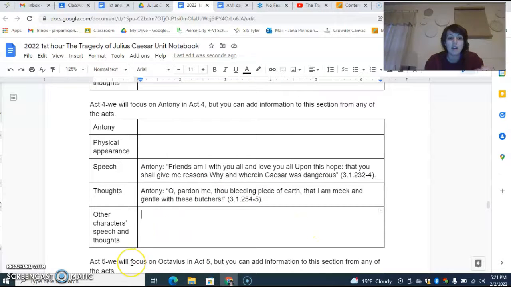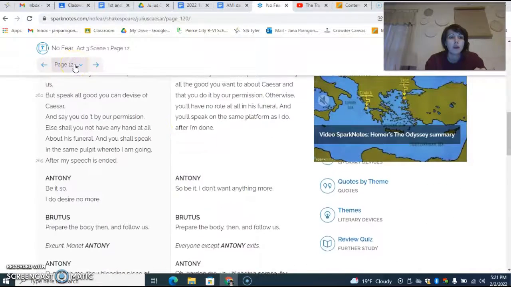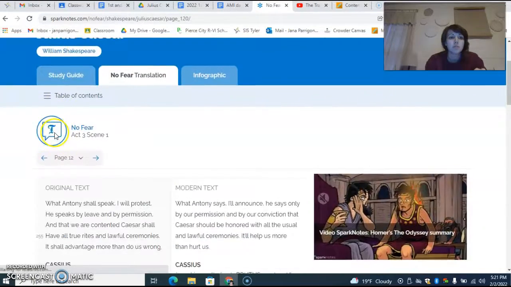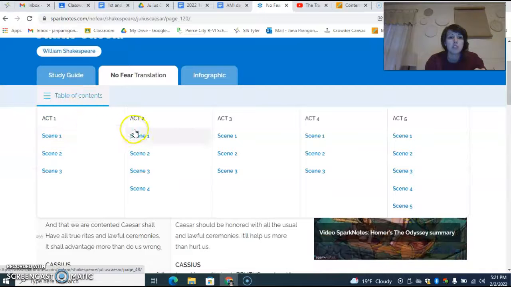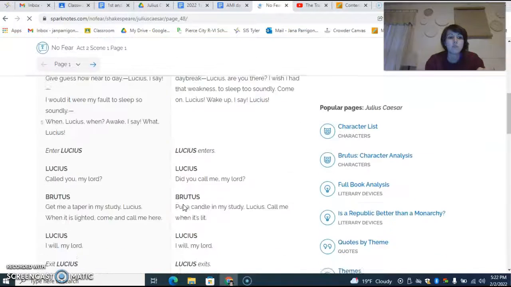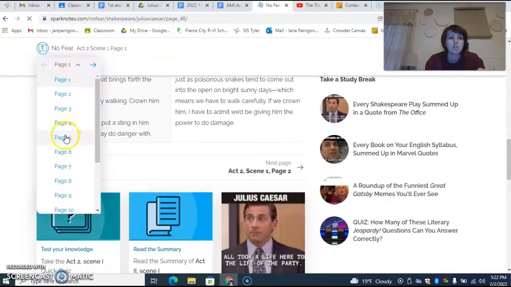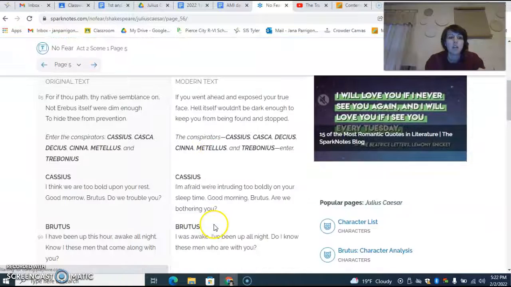And then we need to also find other character speech and thoughts about Antony. So let's go back to Know Your Shakespeare, back up to the table of contents. I'm going to go to Act 2, Scene 1, where the conspirators are at Brutus's house. I don't know how far down to go here. Let's go to page 5.